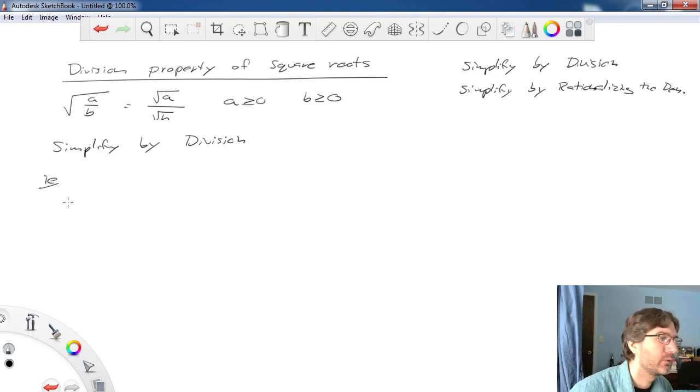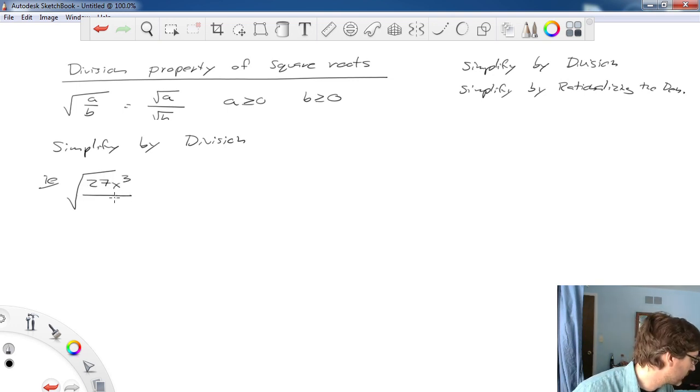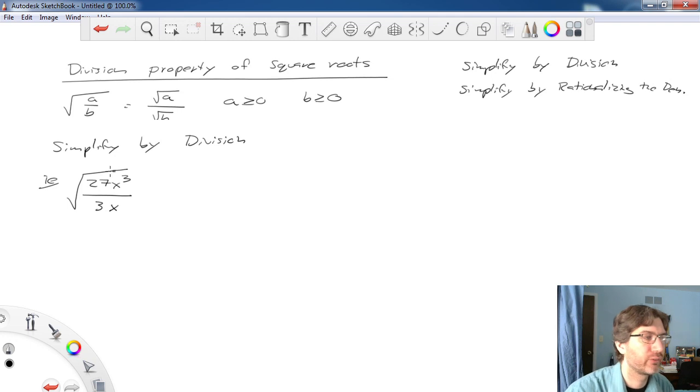Example, let's do square root of 27x to the third over 3x. This one does have a variable, and you'll note that you can reduce this. 27 and 3 share a common factor of 3. I guess we're doing a lot of 3's today. So I can divide each by 3, and then x to the third and x share a common factor of x, so I'm going to divide it by 3x. And I'm just reducing that fraction, that's all that's happening.